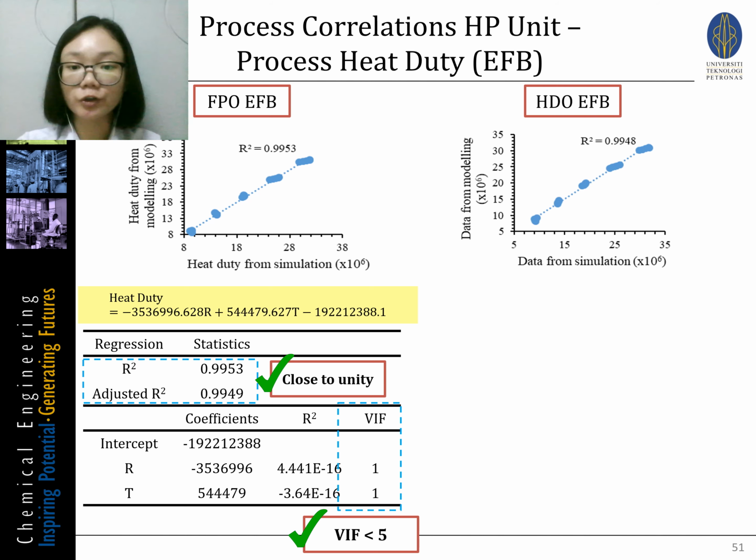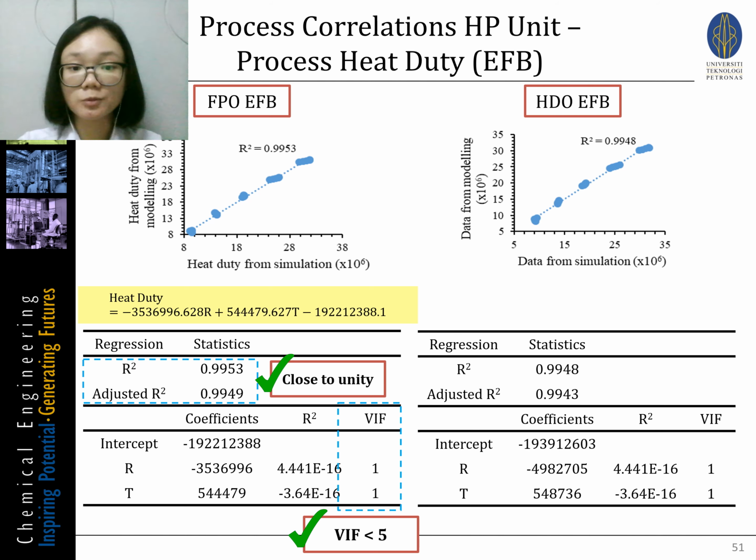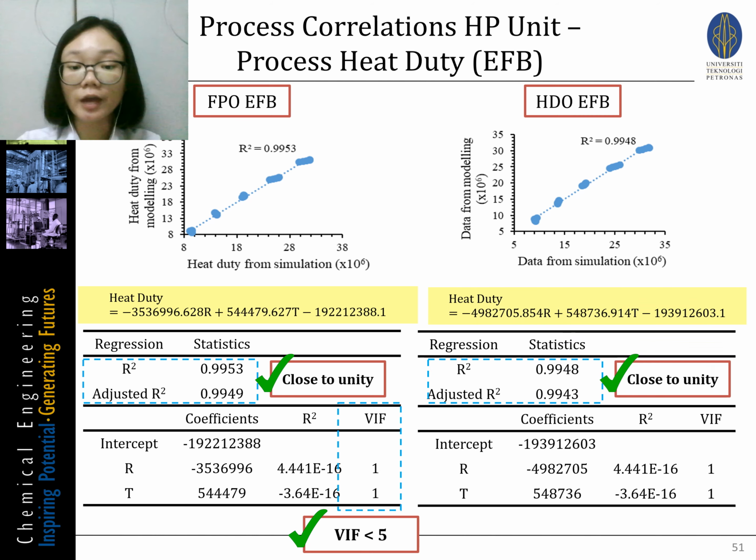And for H2O-EFP, here is a result obtained from surrogate model development, and this is a final form of the equation, which also consists of variable R and T. The R-squared and adjusted R-squared are close to unity, and the VIF is also less than 5.